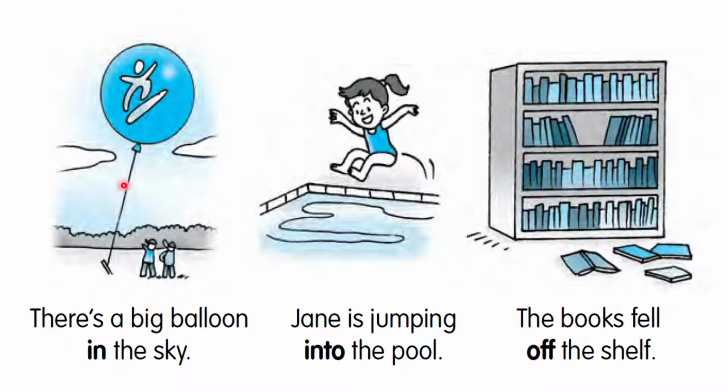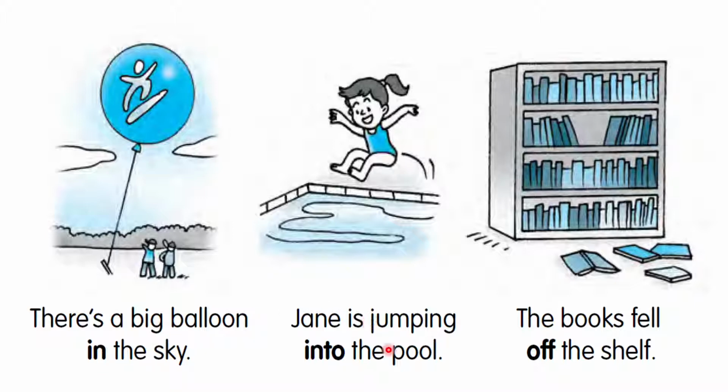Look at this first example. There is a big balloon in the sky. So here these are the two clauses, that is, there is a big balloon, the sky. It is combined by this word, in. So here in is the preposition. There is a big balloon in the sky. In is the preposition in this sentence.